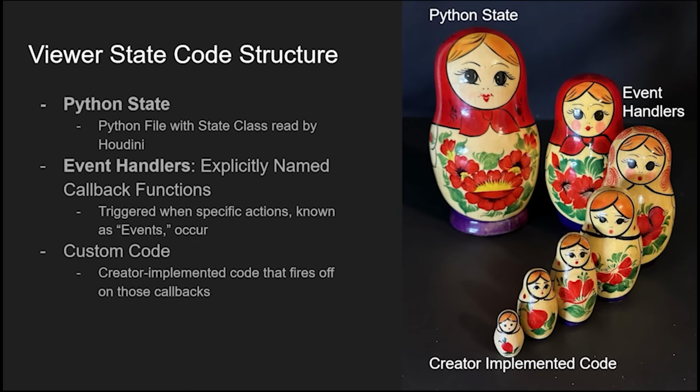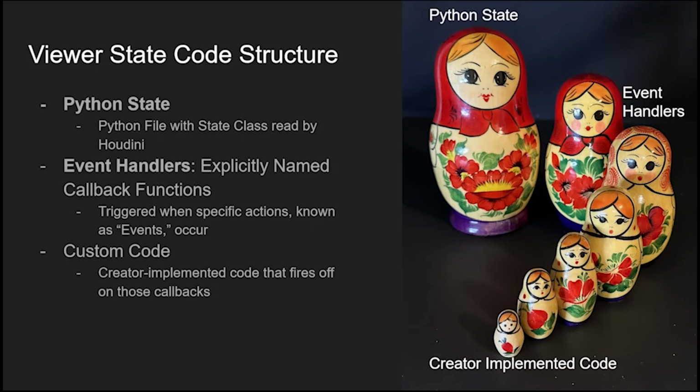These callback functions are triggered when a variety of specified actions known as events occur. An example of an event would be when you click the mouse or press a key on the keyboard. Event handlers contain creator-implemented custom code that will be executed when the corresponding events occur. To reiterate, the state class contains the event handlers, and the event handlers execute your code when certain actions happen.